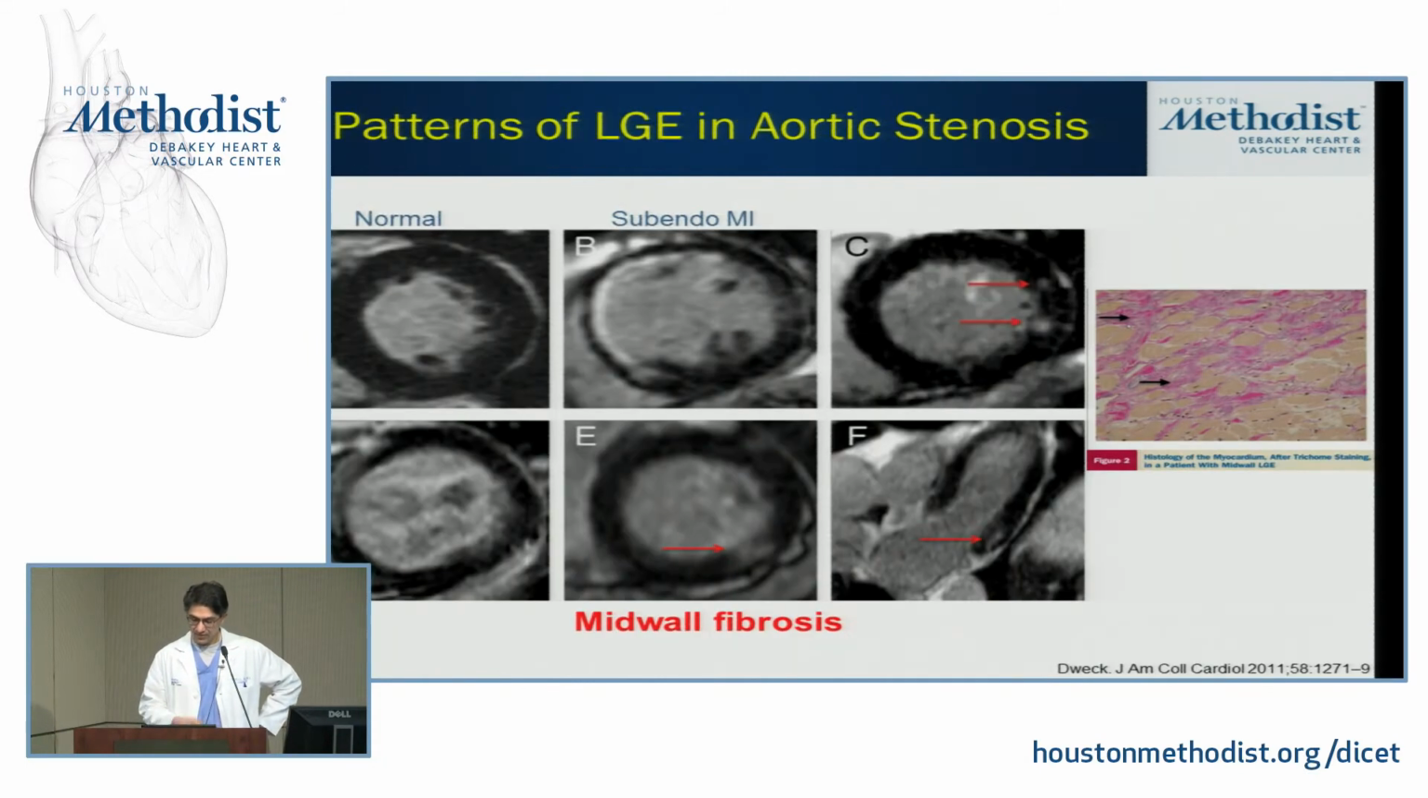And one of the techniques, of course, we have is late gadolinium enhancement. This is a technique which you all are very comfortable with here. White is dead. Basically there's normal on the top left there. You have a typical CAD pattern that you're seeing in the second top image. The one that we're concerned with in aortic stenosis is what we call mid-wall fibrosis, where it's this patchy infiltrate in the middle of the ventricle.